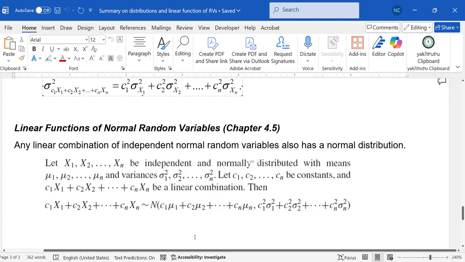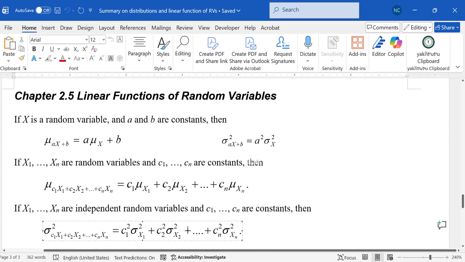Does that apply to the means? I don't think so, right? The linear function applied to the mean. See, the mean of your linear function is the linear function of the individual means.